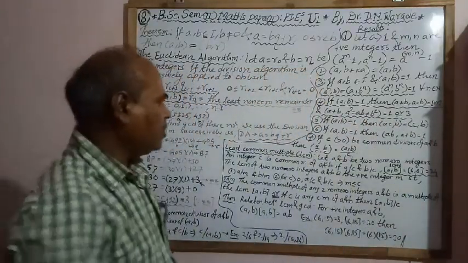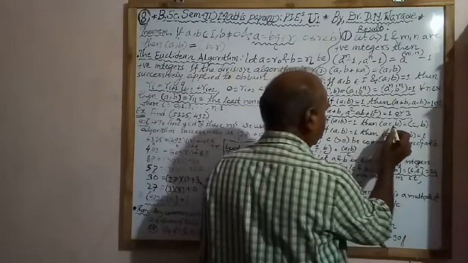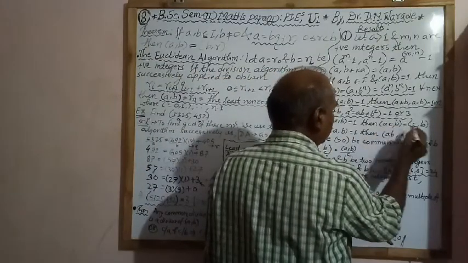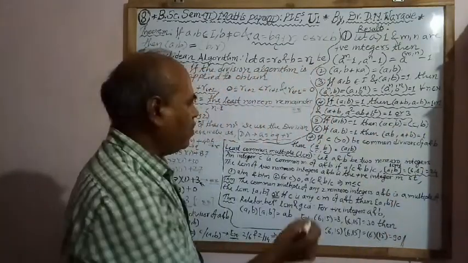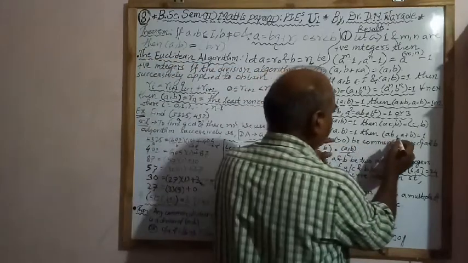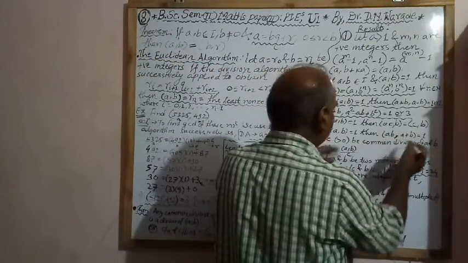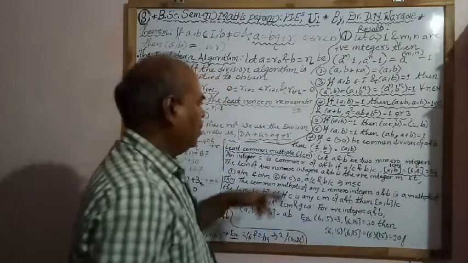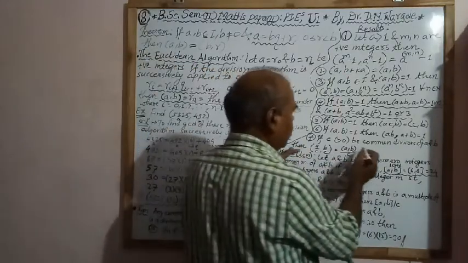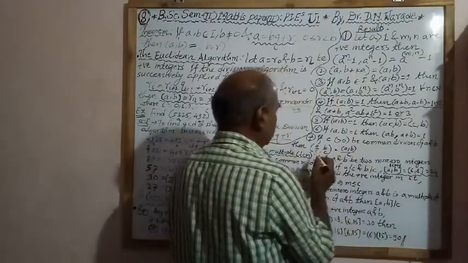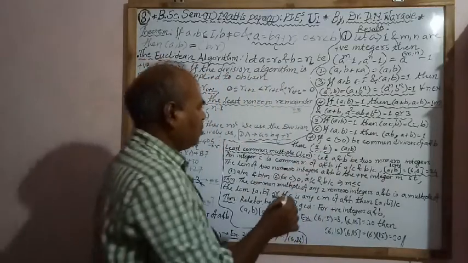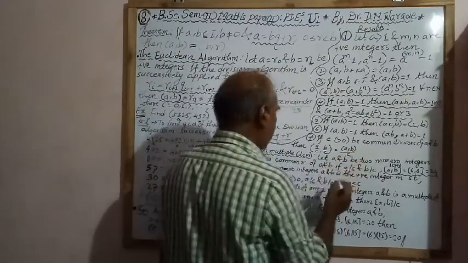If GCD of a, b equals 1, then we have GCD of a, c equals GCD of c, b. If GCD of a, b equals 1, then GCD of a into b and a plus b equals 1. If c is greater than 0 is a common divisor of a and b, then GCD of a by c, b by c equals GCD of a, b divided by c.